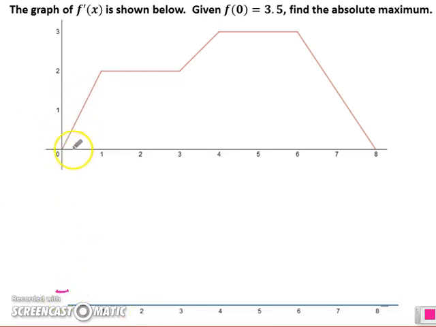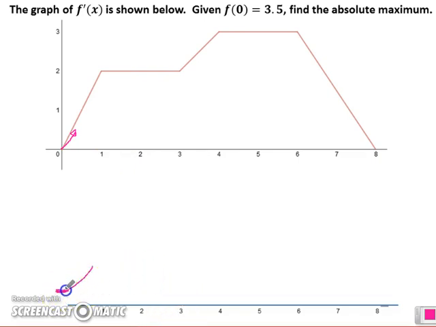And then from 0 to 1, remember the graph is increasing forever, but because the slope of this line is positive, that means that the second derivative is positive. So we've got something that looks like concave up.